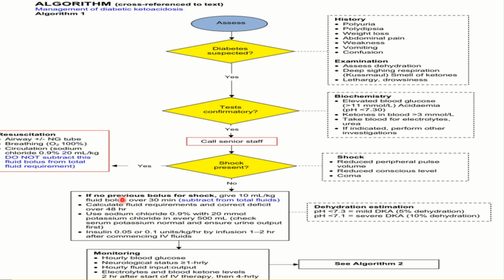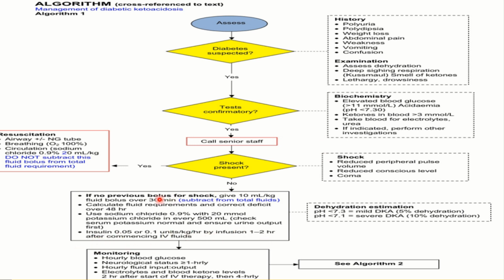So along with that, first you give fluid, then you give potassium, and then what do you give? You give insulin. You will not give the insulin instantly as the patient comes, as he or she is diagnosed. First you have to give the fluid and potassium. You will give IV insulin 0.05 to 0.1 unit 1 hour after commencing the IV fluids. This is very important. You have to give it only after 1 to 2 hours.